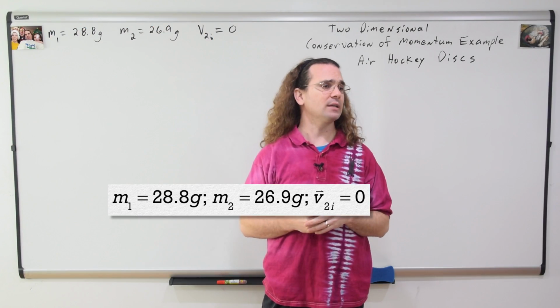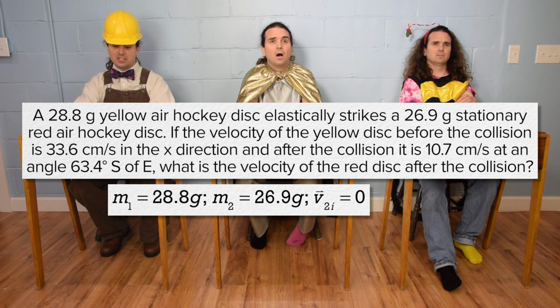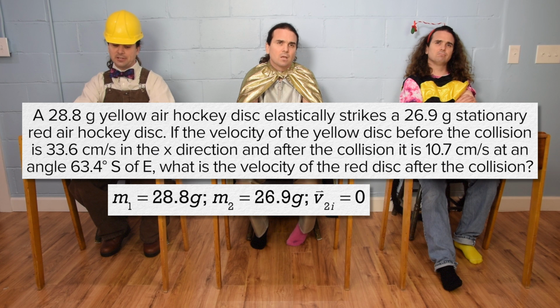Billy, please read on. If the velocity of the yellow disc before the collision is 33.6 centimeters per second in the x direction, and after the collision it is 10.7 centimeters per second at an angle of 63.4 degrees south of east, what is the velocity of the red disc after the collision?